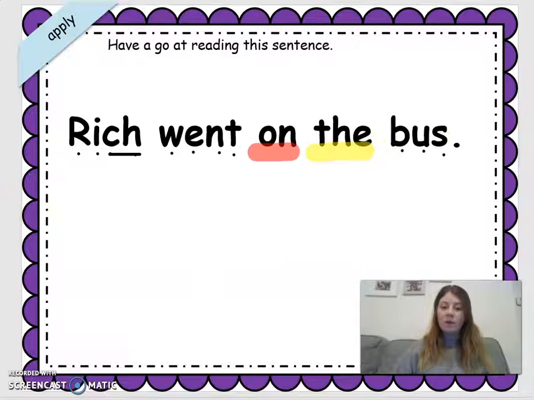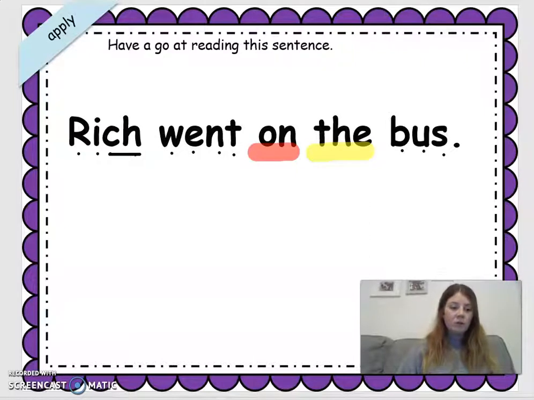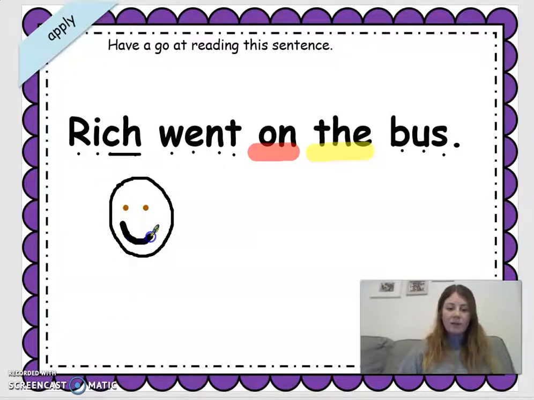Rich went on the bus. Right, let's think about what we could draw to match our picture. Rich, so I'm going to draw a person, and Rich in my story is going to be a boy. So I'm going to draw a circle for his face. I'm going to draw 2 eyes. He's going to have brown eyes. And he's going to have a lovely smiley face, a nose, and don't forget his ears so he can hear.